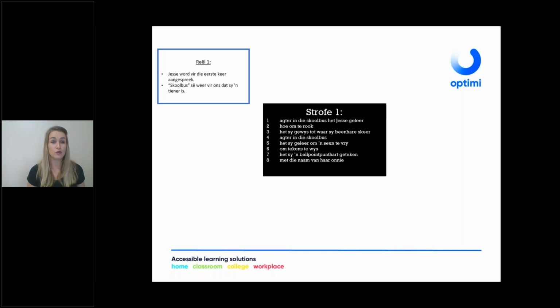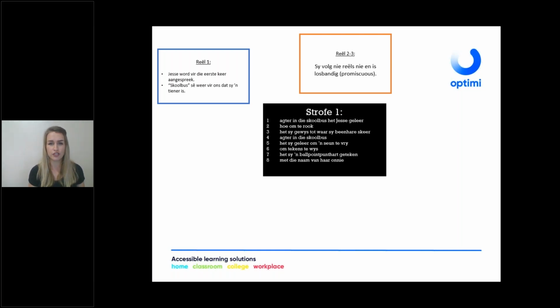Reël 1, verse 1. Jessie word vir die eerste keer aangespreek. It is the first time they speak about Jessie, and it's very quickly, somewhere in the first verse. And when they say agter in die skoolbus, it just again says to us that she is still a teenager. Because she's in the school bus.